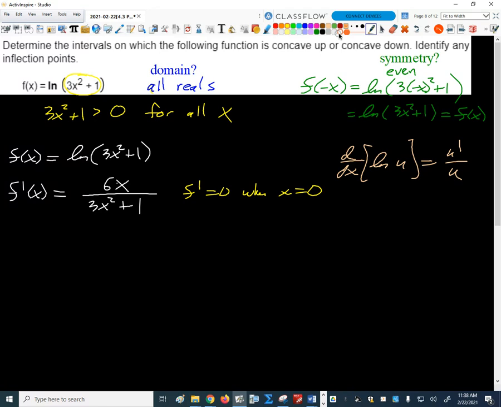Okay, what about the second derivative? If they're asking us about concavities, but if we were just looking for extrema, would I bother taking the second derivative here, do you think? If I were not looking for concavities or inflection points, would I bother differentiating again? No. What would be the only advantage of taking a second derivative there? It would just be to be able to apply the second derivative test, right? But I don't need to. I can apply the first derivative test, right?